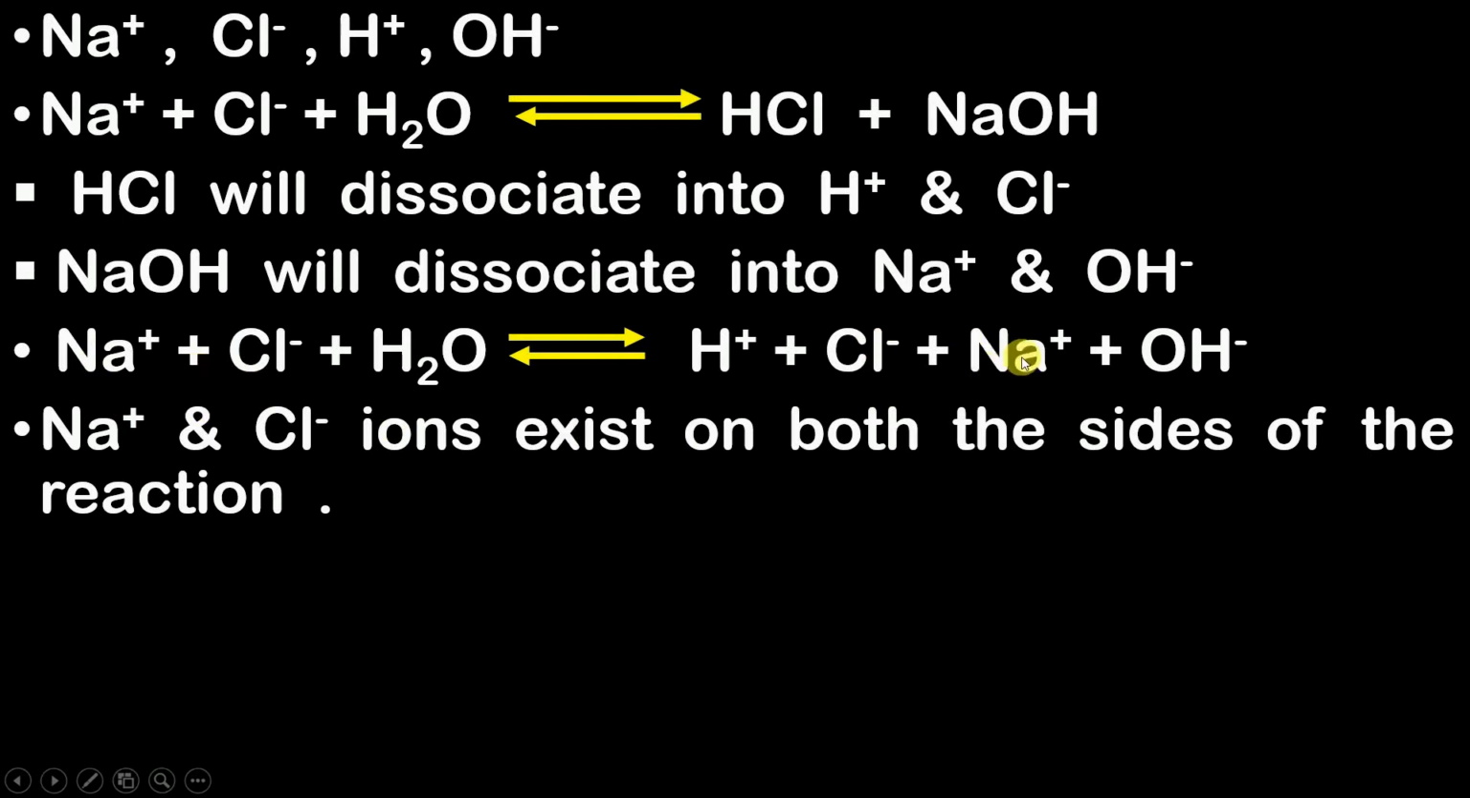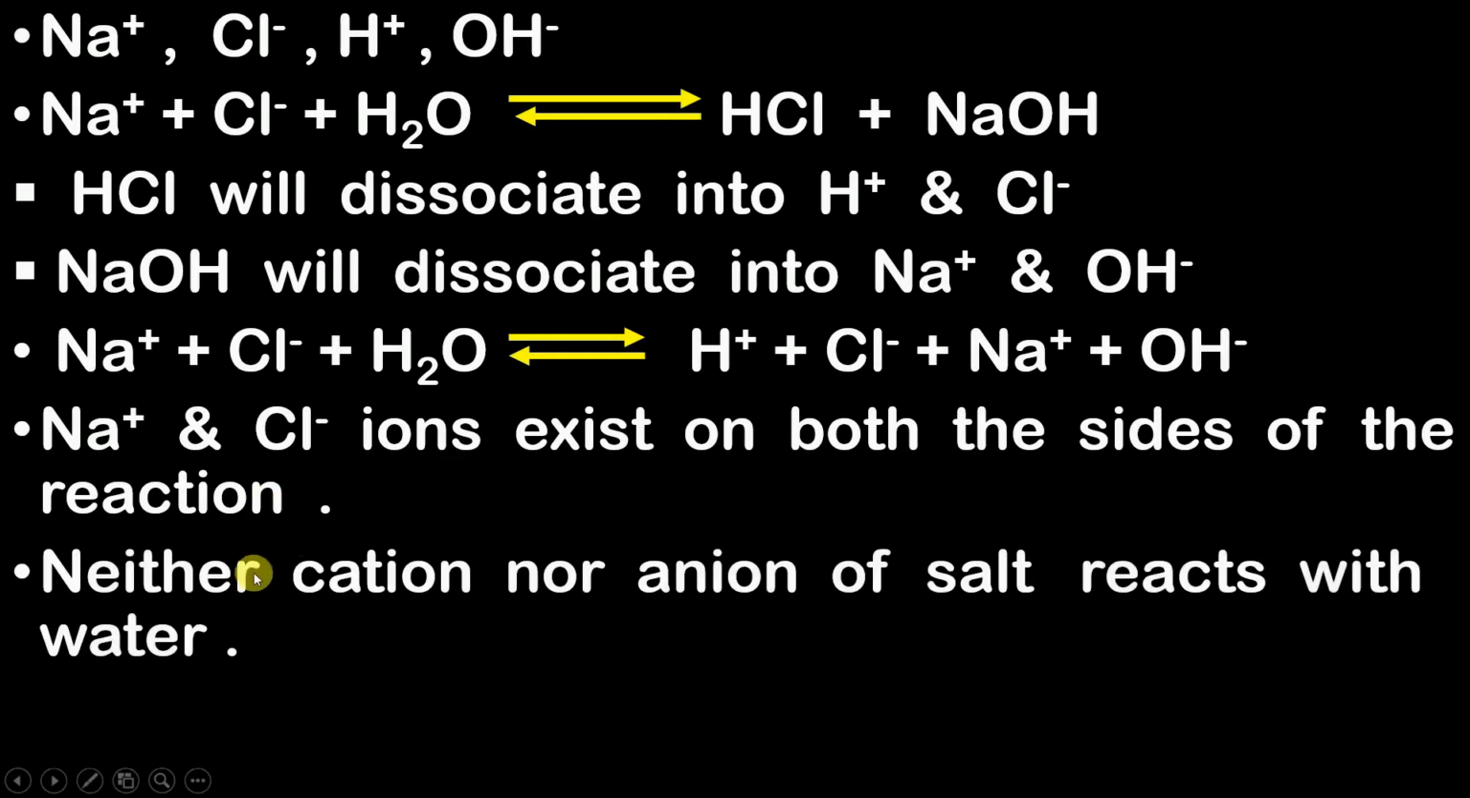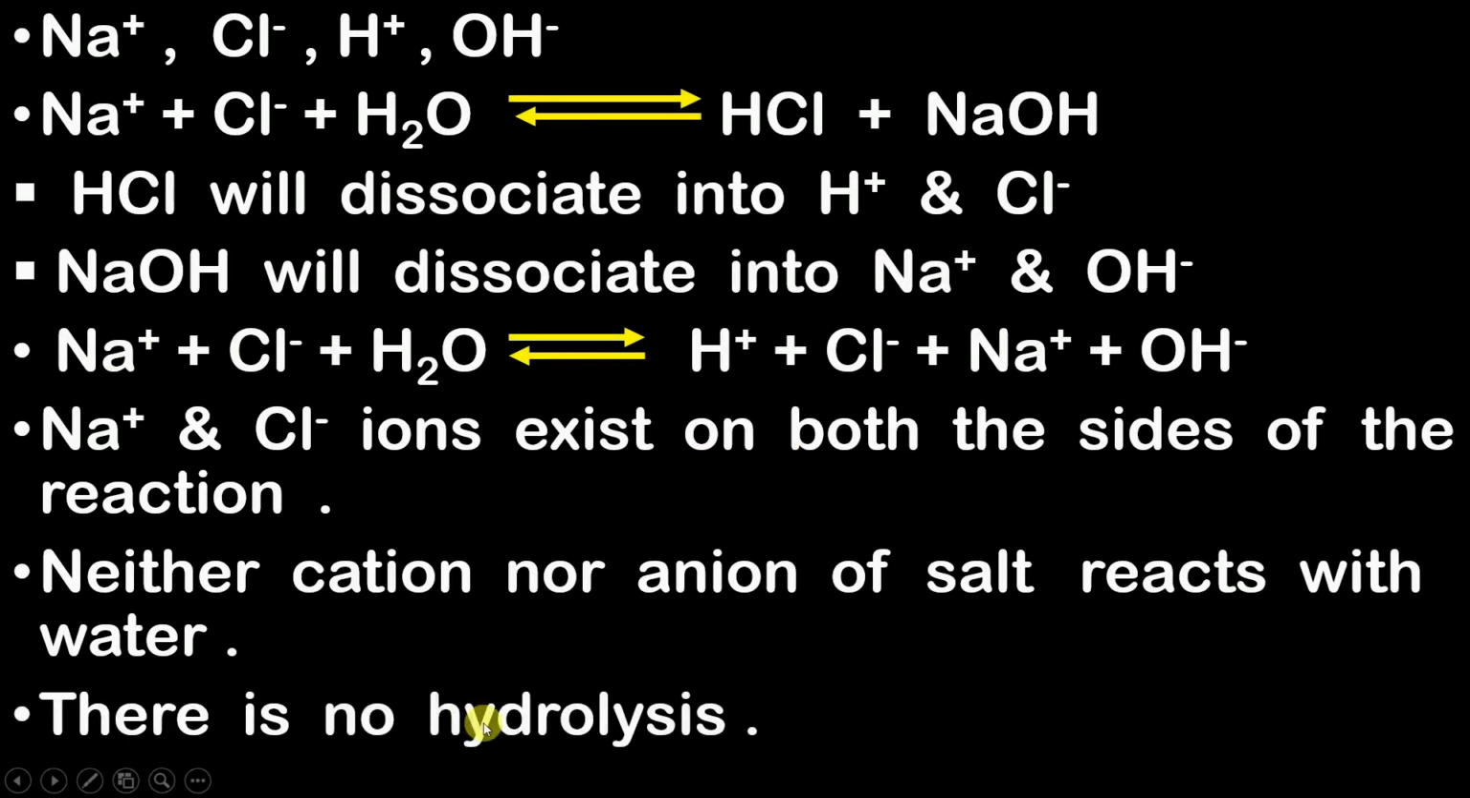And if you remember guys, this Na plus and Cl minus are nothing but the ions of our salt NaCl. Okay, so neither the cation nor the anion of the salt, that are nothing but the ions of the salt, react with the water. So as you can see over here, since the Na plus and Cl minus are present on the left hand side as well as on the right hand side as it is, which means that they have not reacted with water, and we conclude that there is no hydrolysis taking place.